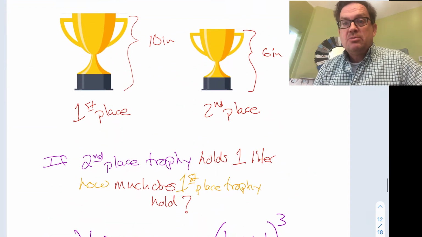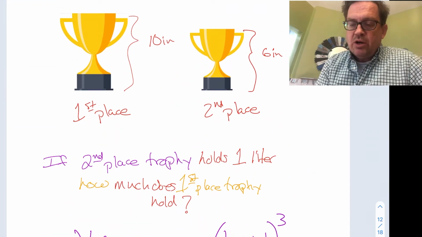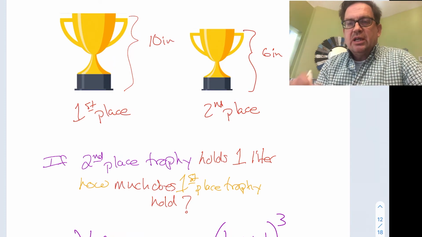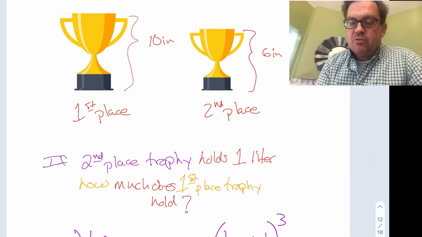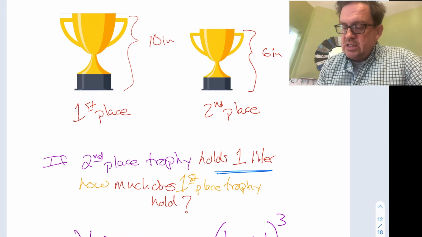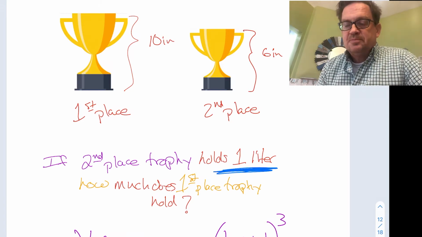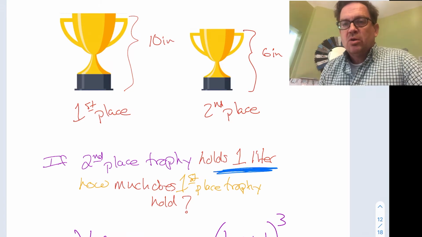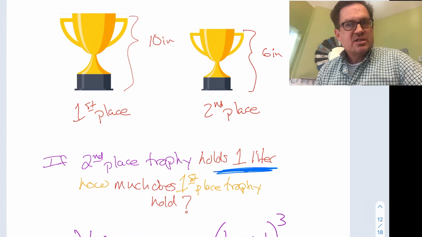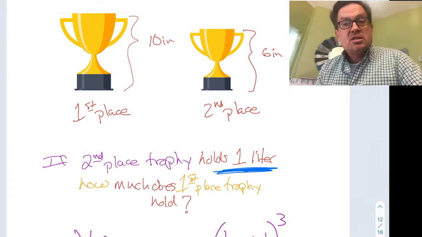So let's try those same two trophies, but now I want to know how much liquid goes into those trophies. What's the volume of that trophy? This one says the small one holds 1 liter. So how much does the big one hold? Does it hold 10/6 of a liter? Do I scale it by 10/6?